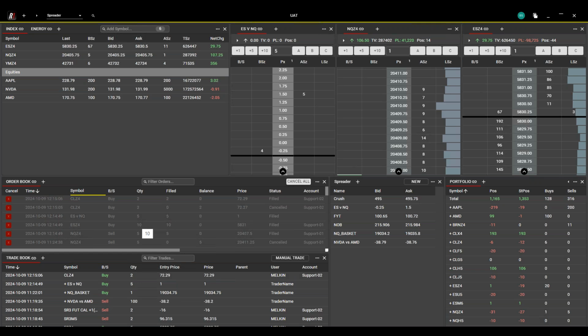So we can see in the order book that we had our 5 lot of ES versus NQ filled on 5. We got filled on 5 of the NQ, and then we bought 10 of the ES against it.